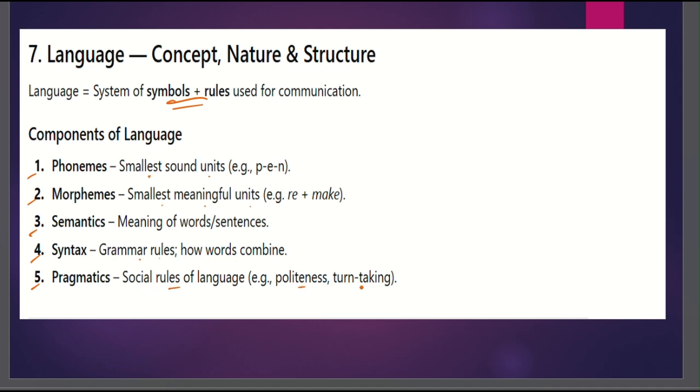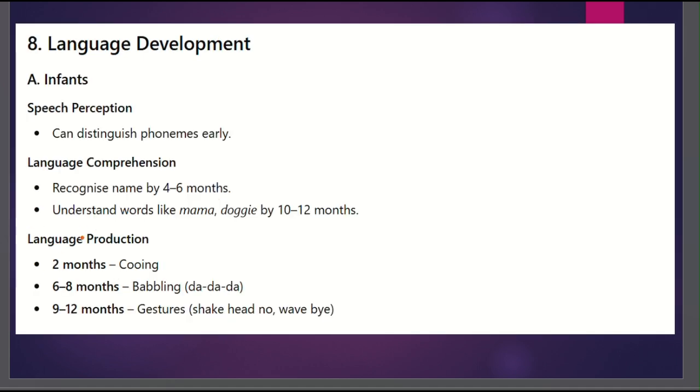Language development in infants shows speech perception. Infants can recognize phonemes early. By 4 to 6 months, they recognize their name. By 10 to 12 months, they understand words like mama and doggy. Cooing starts at 2 months. Babbling starts at 6 to 8 months. Gestures appear at 9 to 12 months.